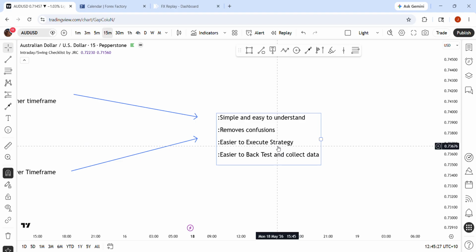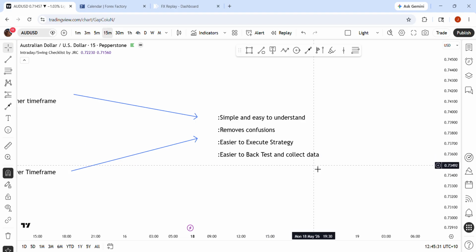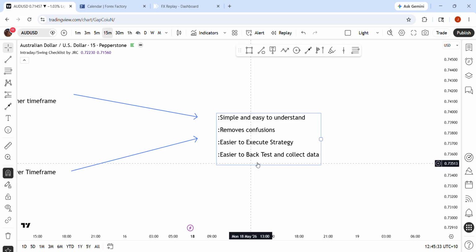And last, it becomes easy to backtest and collect data. This is one of the most important things, because when you're trying to build that system and edge, you need to do backtests, and the more time frames you have when you're backtesting, the harder it's going to be and the longer it's going to take. So by implementing only 2 time frames, it's going to be very simple and easy to backtest and collect data on a strategy.